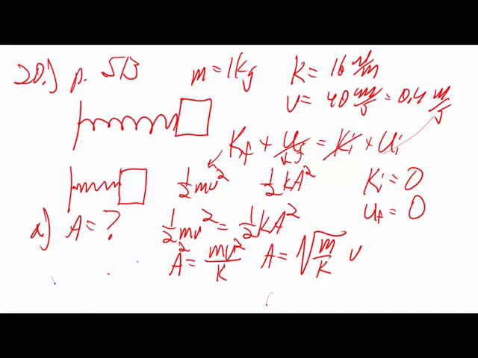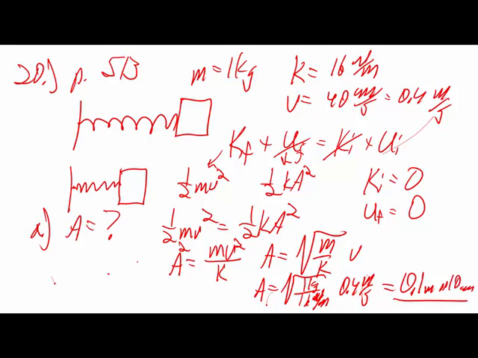So then a is equal to the square root of the mass, which was 1 kilogram, divided by 16 newtons per meter, times the velocity, which is 0.4 meters per second. So we get 1 divided by 16, take the square root of that, times 0.4, and we should get 0.1. The amplitude is 0.1 meters or 10 centimeters. Now that's for part A.